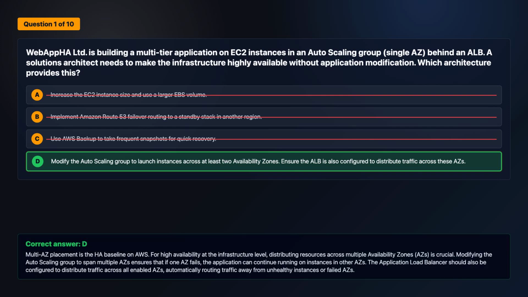The correct answer is option D. Multi-AZ placement is the HA baseline on AWS. For high availability at the infrastructure level, distributing resources across multiple availability zones, AZs, is crucial. Modifying the auto-scaling group to span multiple AZs ensures that if one AZ fails, the application can continue running on instances in other AZs. The application load balancer should also be configured to distribute traffic across all enabled AZs, automatically routing traffic away from unhealthy instances or failed AZs.